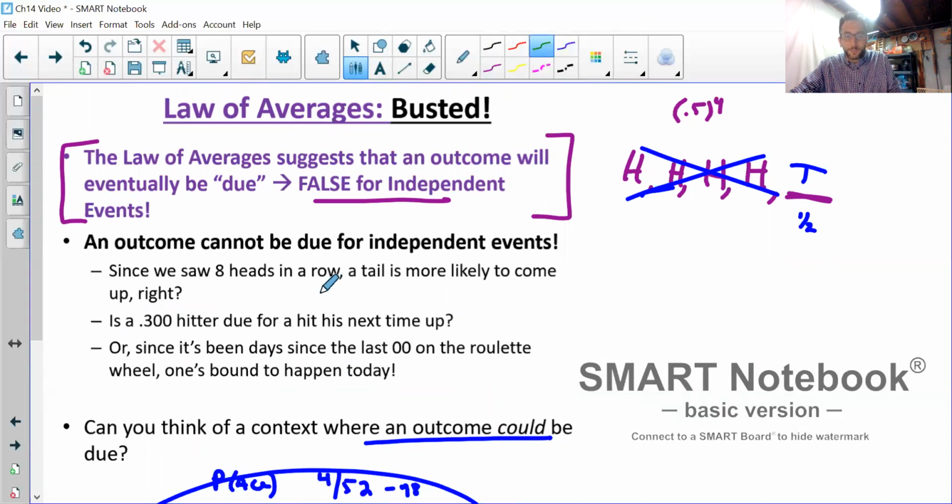You hear this a lot with sports, right? So you'll see a basketball player slumping, whatever, so they're due to have a good game, right? And we can kind of debate whether a basketball player's performance from one game to the next is independent or dependent, but just be aware, it's not true for independent events.